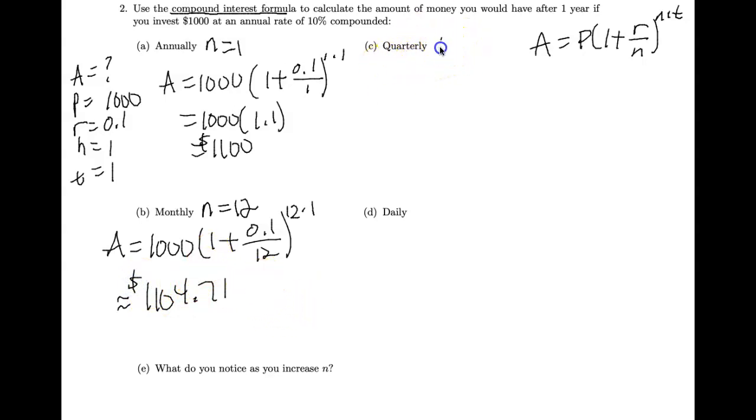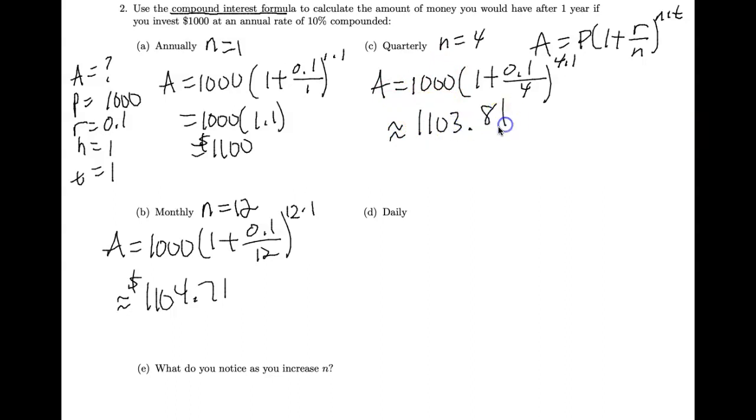For part C, when it's quarterly, that means that there's going to be 4. And so when we plug everything in, we'll end up with A equals 1,000 times 1 plus 0.1 over 4, to the 4 times 1. Plugging this in our calculators, we'll end up with 1103.81.